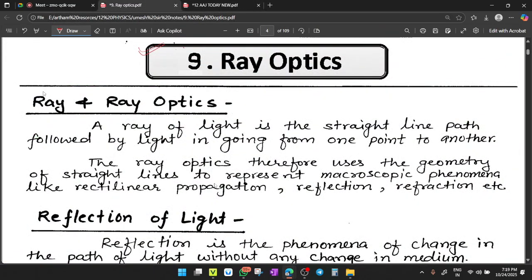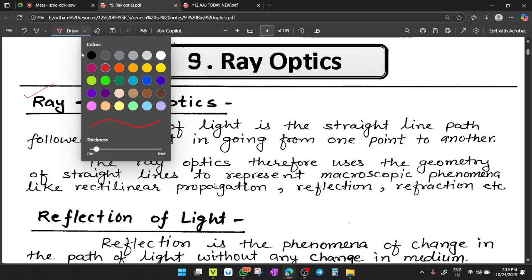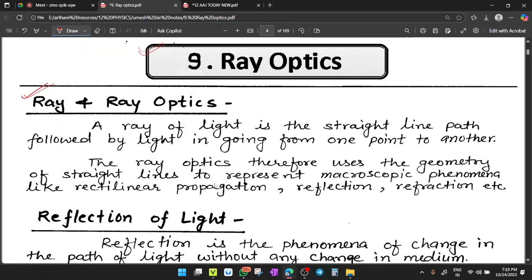Topic number one: ray and ray optics. A ray of light is the straight line path followed by the light in going from one point to another point. When a light ray comes from one point to another point, the path along which the light travels is a straight line path. This is the path of light.